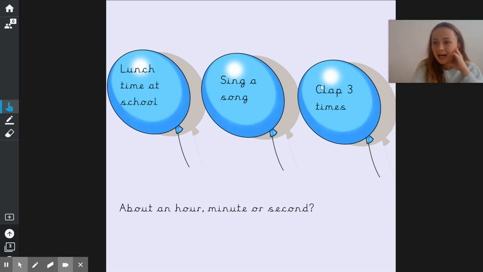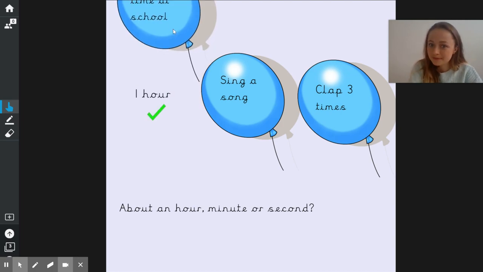Takes about an hour. If a second, 1, elephant, 2. Is that how long we have for lunch? To walk all the way into the lunch hall, get our tray, get our food, eat our food, and go outside. It needs to be longer than that. So I think lunchtime at school is our longest there, which is about 1 hour.